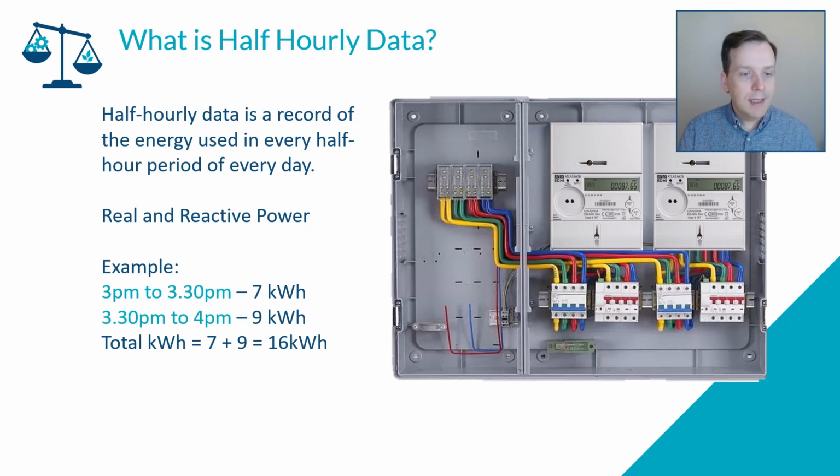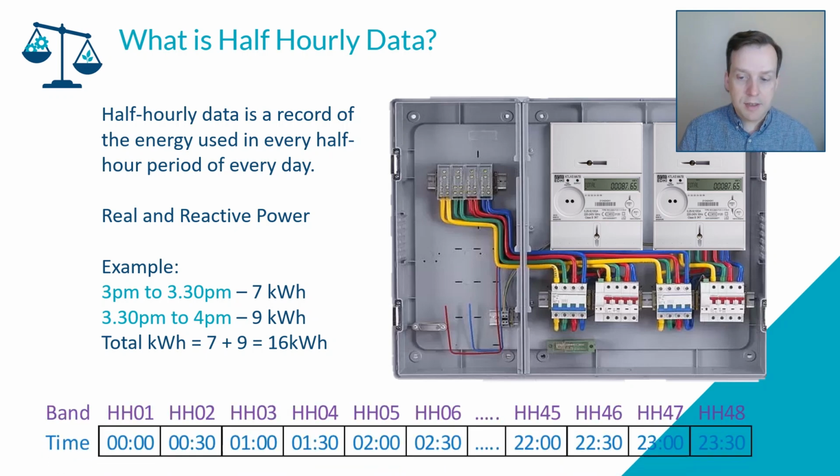So an example, from 3 p.m. to 3:30, you may use 7 kilowatt hours. From 3:30 to 4 p.m., 9 kilowatt hours. So your total kilowatt hours is simply the summation of the 7 and 9 to get 16 kilowatt hours.